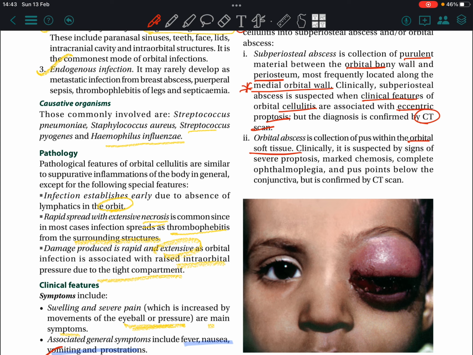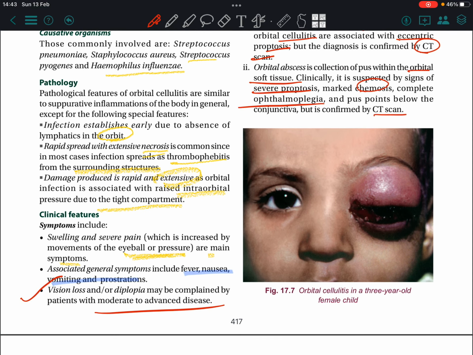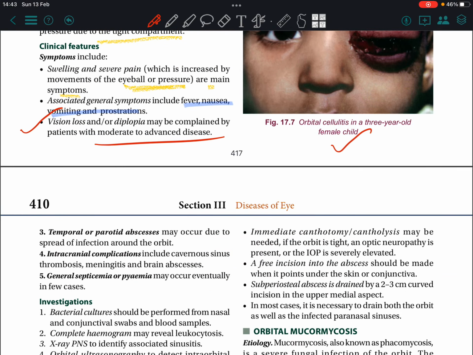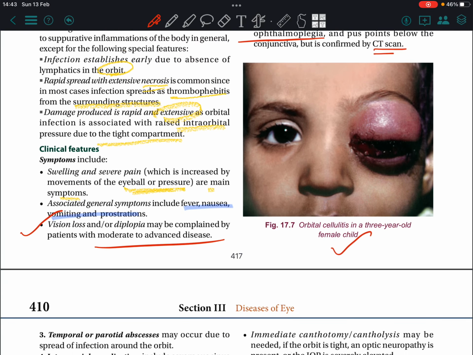Orbital abscess is a collection of pus within the orbital soft tissue. Clinically, it is suspected by signs of severe proptosis, marked chemosis, complete ophthalmoplegia, pus points below the conjunctiva, but is confirmed by CT scan. Orbital cellulitis in a 3-year-old female child.